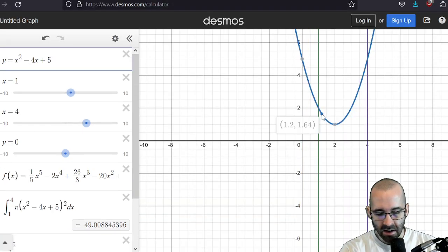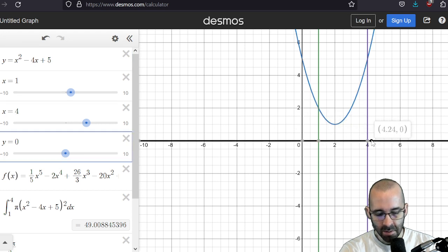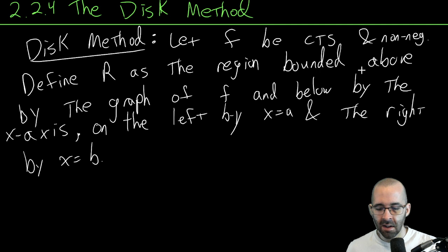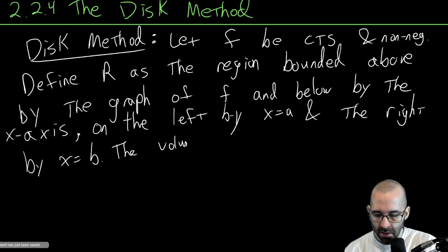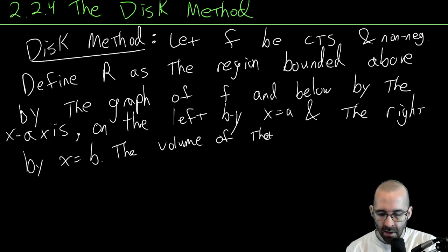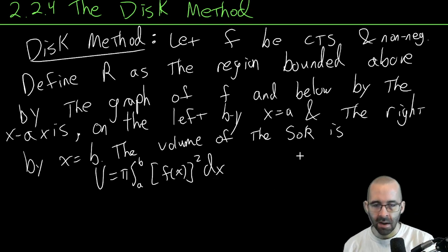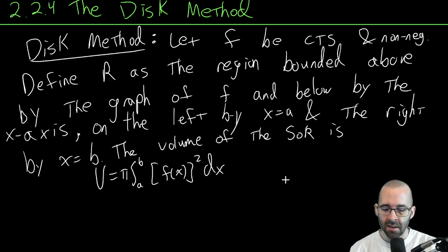Bounded above by this, bounded below by the x-axis, bounded to the left by this, bounded to the right by this. We're just formalizing this. Okay, we've already done this. Just making it very formal here. The volume of the surface of revolution is given by the following. V equals pi times the integral from a to b of f of x squared dx. All right, so it's just formalizing what we've done.